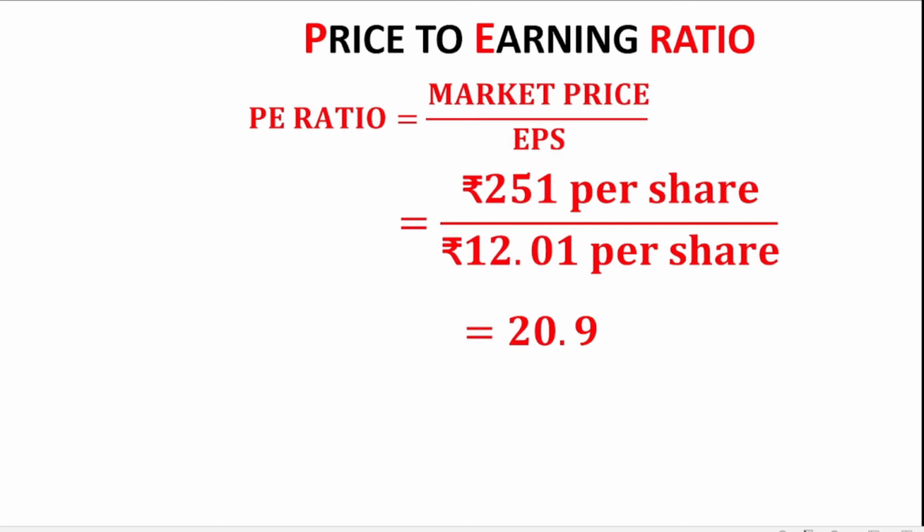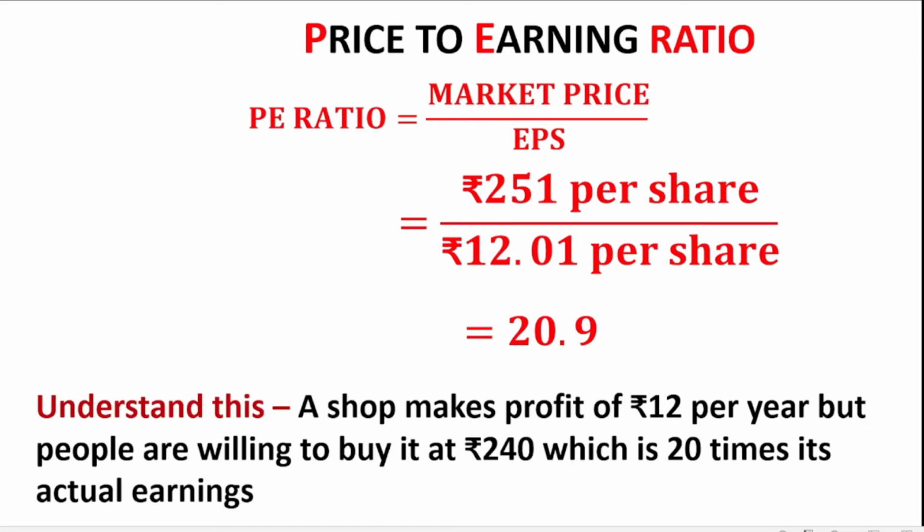So this ratio tells you how overvalued or expensive one share of ITC is with respect to its EPS. In the ideal world, the market price should have been 12.01 per share, but since it is a real world driven by a lot of emotions, perceptions, etc., it is 251 per share. You can understand this through this example as well. A shop makes a profit of 12 rupees per year, but people are willing to buy it at 240 also, which is 20 times its actual earning, hoping that in future the shop will start making an insane amount of money, and hence with this perception they buy an overvalued stock.